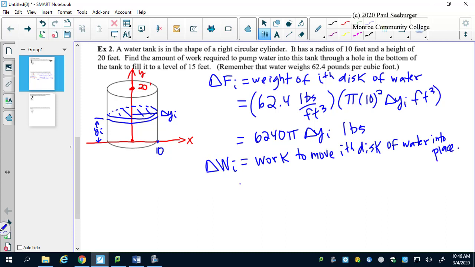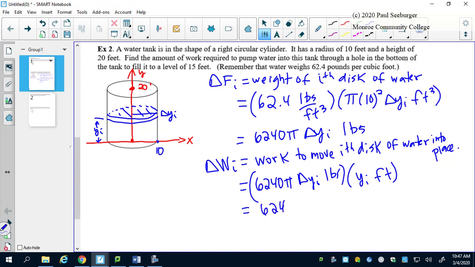Okay, that's going to be equal to the weight of that ith disk, so 6240 pi, delta y sub I pounds, times the displacement. We just said that's going to be just y sub I feet this time. Okay, gives us an expression for that. It's going to be easy enough to work with. Foot-pounds for our units.